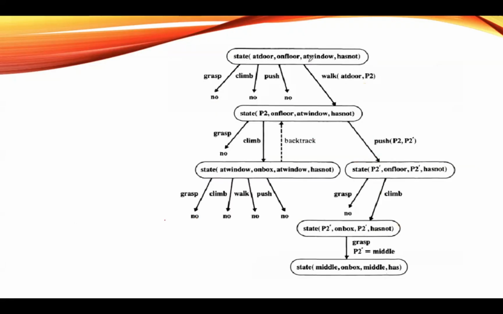So after applying this grasp, the monkey is having this banana. So here you can see this is our initial state where the monkey is at the door and it is on the floor, and the box is at the window and the monkey is not having the banana. So you can apply any of the four moves in order to reach the goal state. We can't use grasp, climb or push, so we are executing walk.